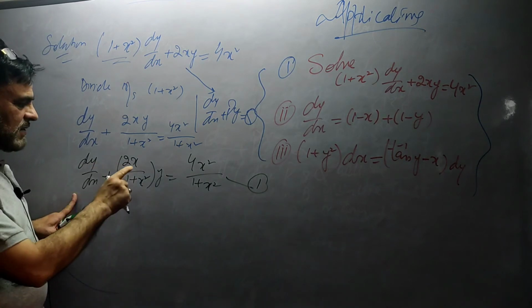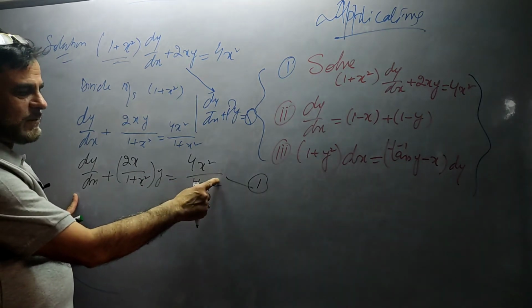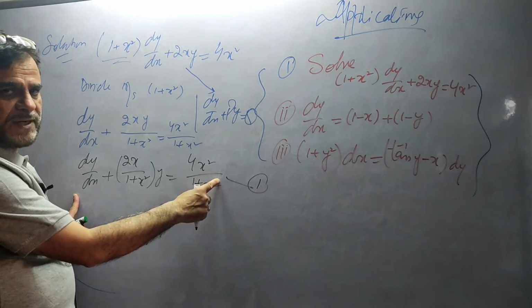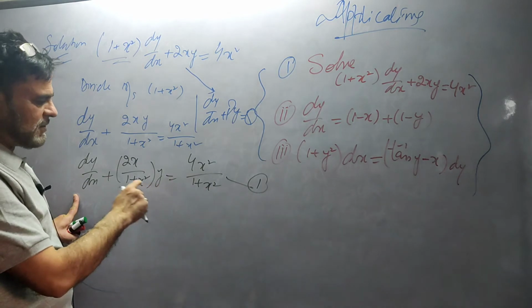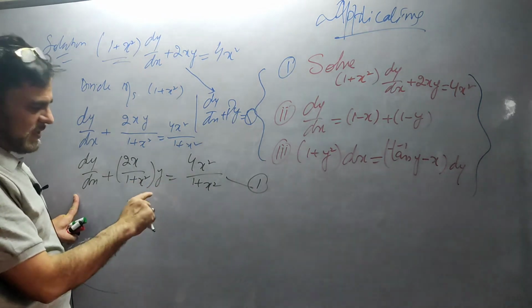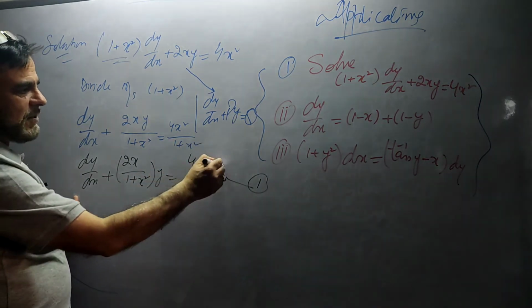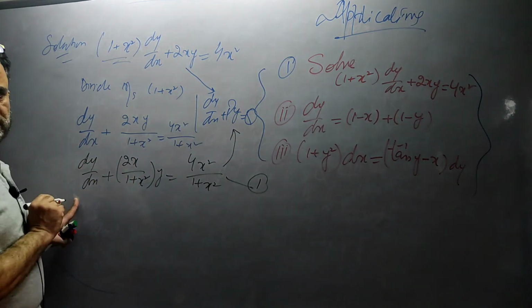It is dy by dx plus py. This is your p, and this is q. Q should be a function of x or constant. P should be a function of x or constant. Y should be linear. It is. So it is of this form: dy by dx plus py is equal to q.